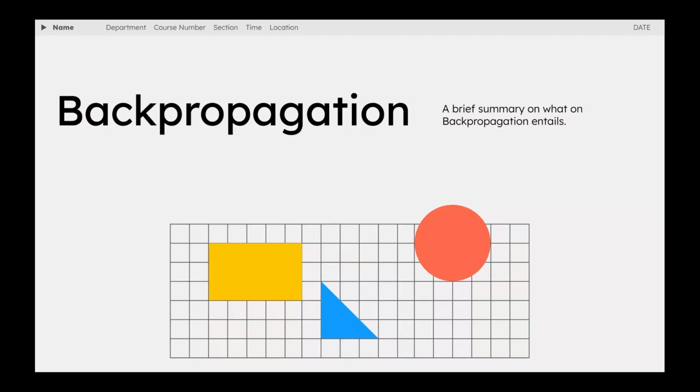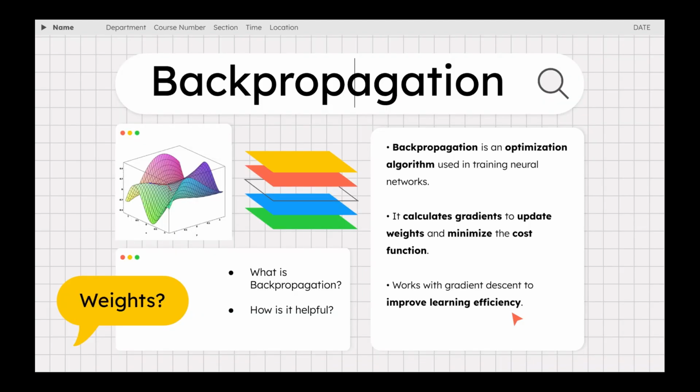Hey guys, welcome back to this mini-series on neural networks and what they entail. Last week we talked about backpropagation in minuscule, but now I would like to talk about backpropagation in a more in-depth review. Hey guys, my name is Cesar Hernandez, and I'll be talking about backpropagation.